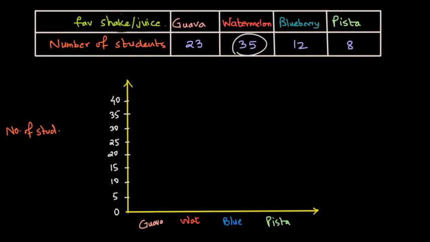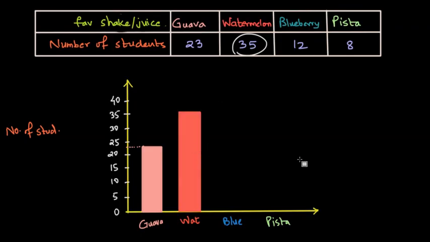For guava, we will have this nice pinkish color, and the height of this bar will be just above the midpoint of 20 and 25. So just about here. So let's draw the bar of this height like this, and let's color it with this pinkish color. The height of the watermelon bar will be 35, which will exactly correspond to the mark of 35. Let's plot it in this reddish color. So this is how the bar will look. Let me color it like this.